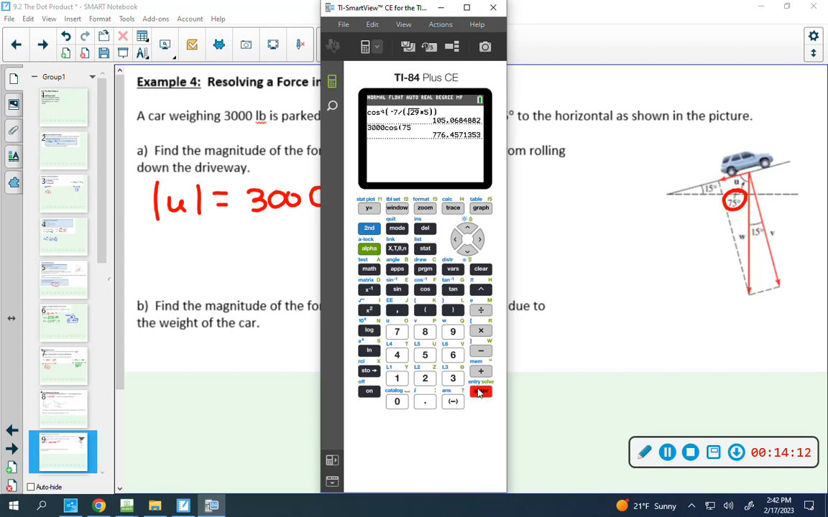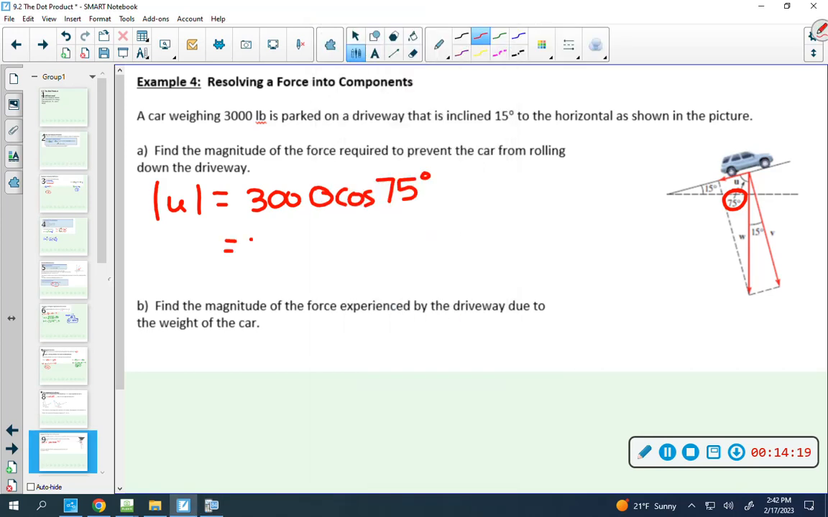So I'm going to round that. It doesn't say a tarantula. Let's just go to the whole unit. I'm going to do 776. Now remember, we're talking about forces, which in physics, we're talking about pounds.